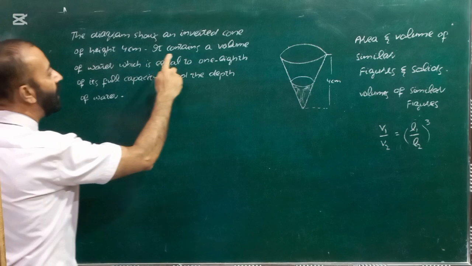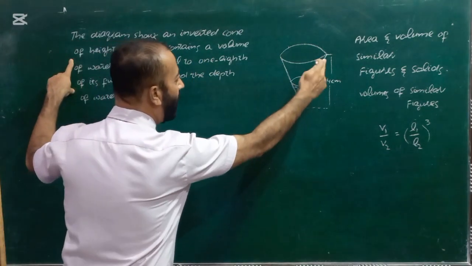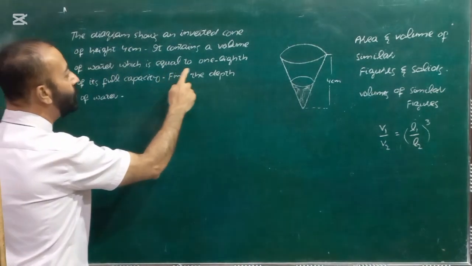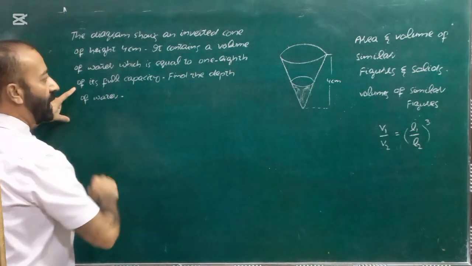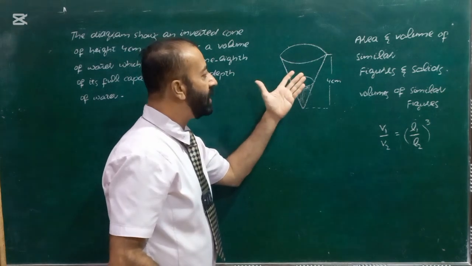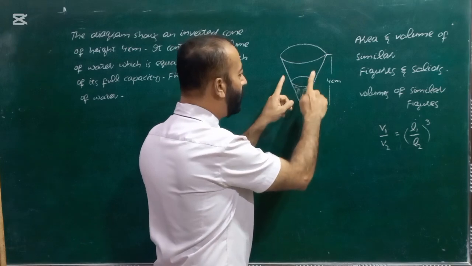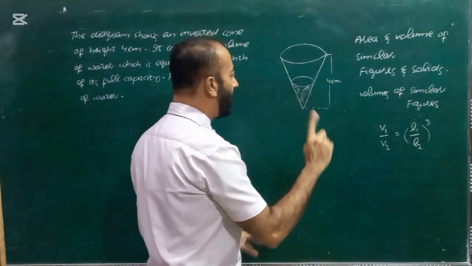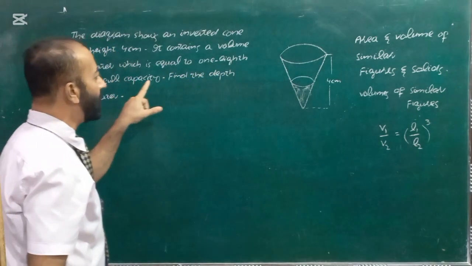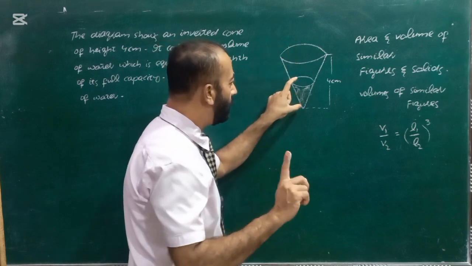So the diagram shows an inverted cone of height 4 centimeter. So here is a cone of height 4 centimeter. It contains a volume of the water which is equal to 1/8 of its full capacity. So here is the water, that is 1/8 of the full capacity. It means if there are 8 parts in the full cone, the water will contain 1 part, because it is given that the water is 1/8 of the full capacity. So listen again, if there are 8 parts in the cone, the water will contain 1 part.